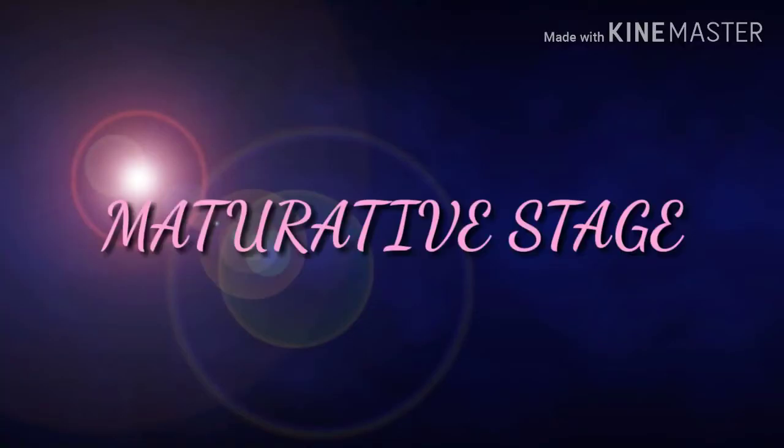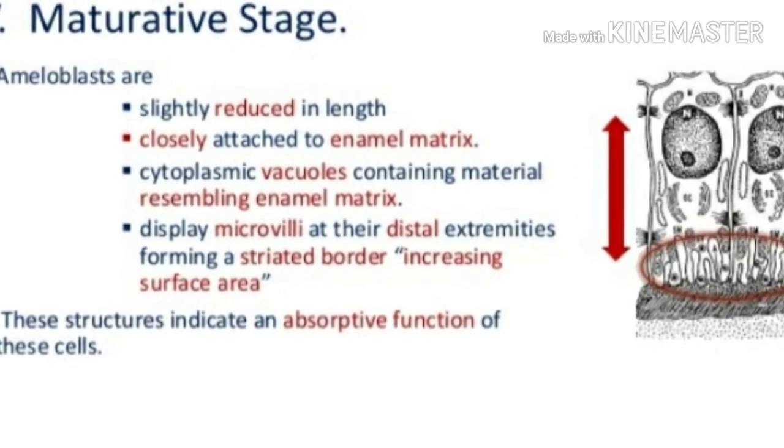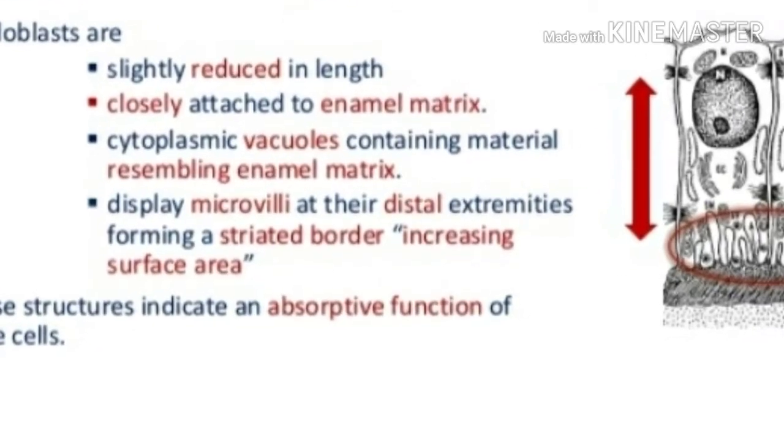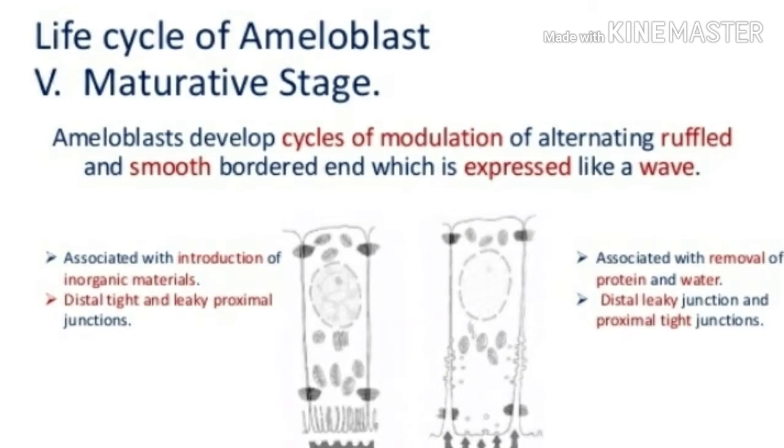4, Maturative stage. Enamel maturation, full mineralization, occurs after most of the thickness of the enamel matrix has been formed in the occlusal or incisal area. Cervical parts of the crown: enamel matrix formation is still progressive at this time.